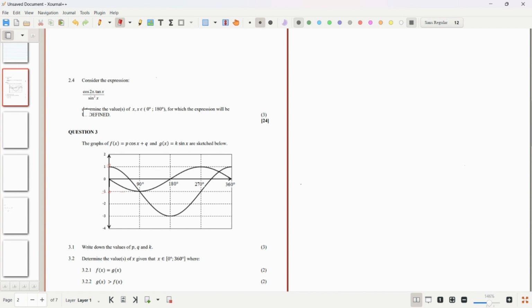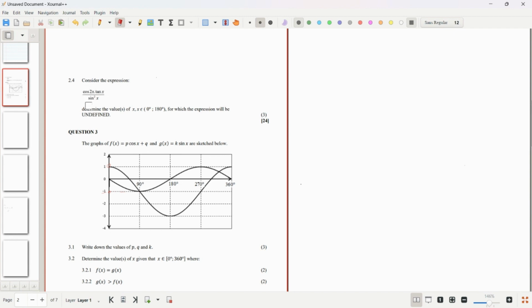So the question here, they say determine the values of x. We're given the interval for x here, and for which the expression will be undefined. So we want to determine the values for x for which this expression will be undefined, right?